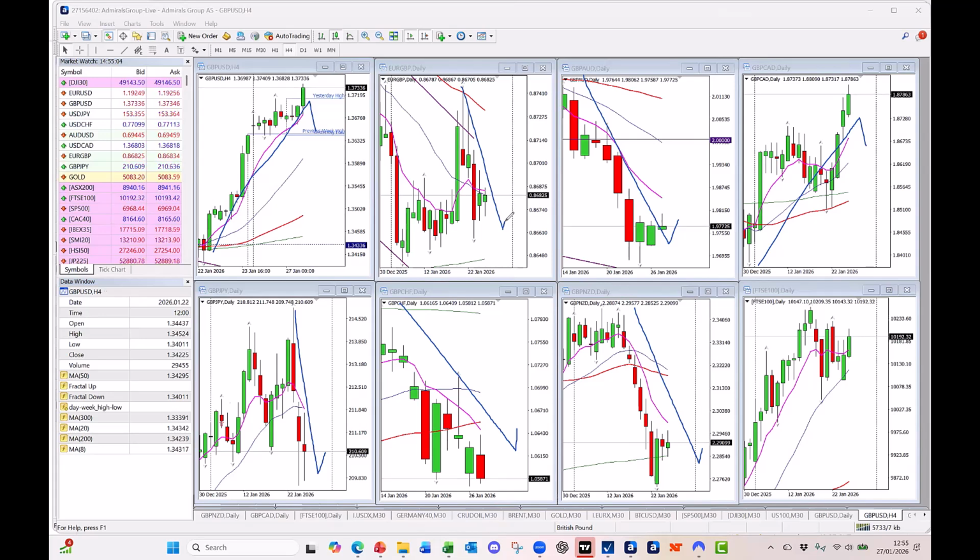Remember, what we want to be doing is buying strength and selling weakness. That's it. Keep it nice and simple. No need to overcomplicate this.